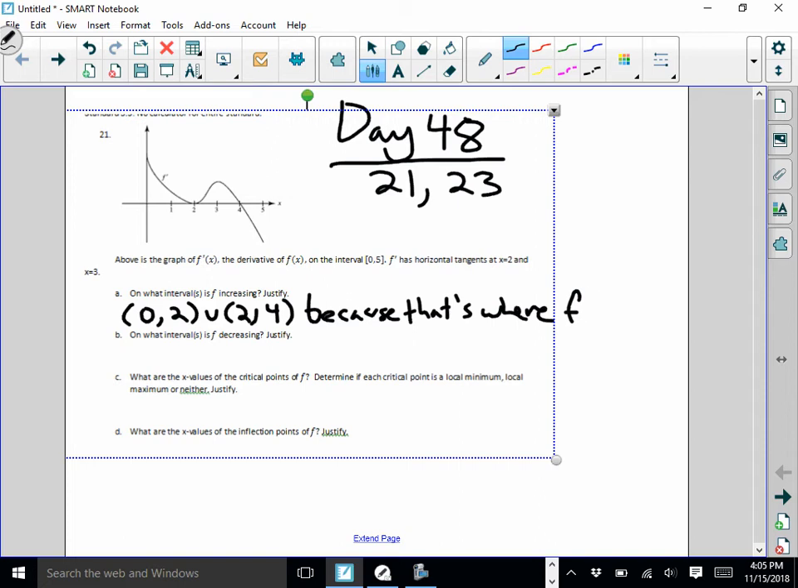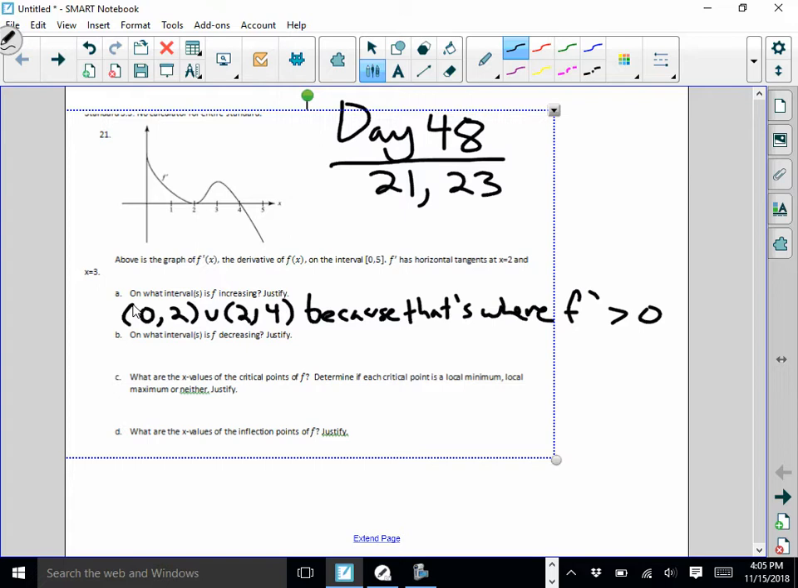By the way, if you said 0 to 4, that's okay too. There's some debate in the mathematical community about whether or not f would actually be increasing at 2 or not. Speaking with graders on this, they're okay if you do it either way. Just be aware on a multiple choice, it might say 0 to 4, and that's okay. Just pick that one. Still where f prime is positive.